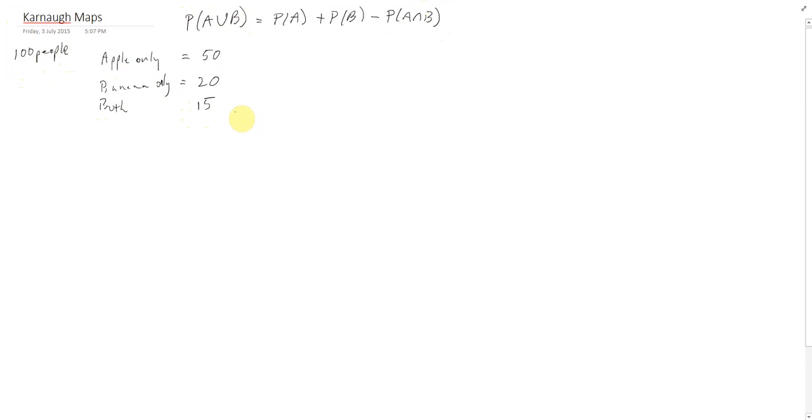So let's write some probabilities down. Let's say that event A is apple. They've eaten an apple. Event B is banana. So that would mean that for both, that is A and B. Okay, so let's put this information into a Venn diagram.